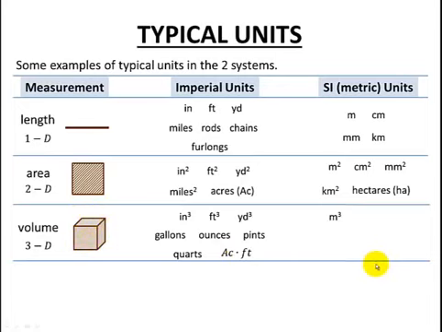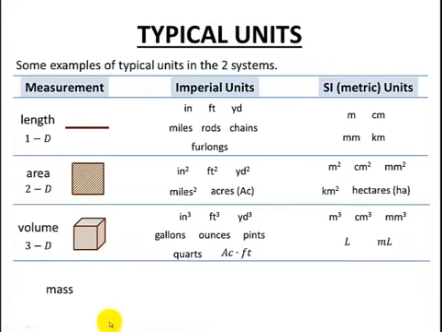In metric, well, likewise, we're going to cube the meters, cube the centimeters, cube the millimeters. We also have liters, and we have milliliters. And again, there's many more units than we're seeing so far here. This is just sort of a snippet to give us some typical examples.